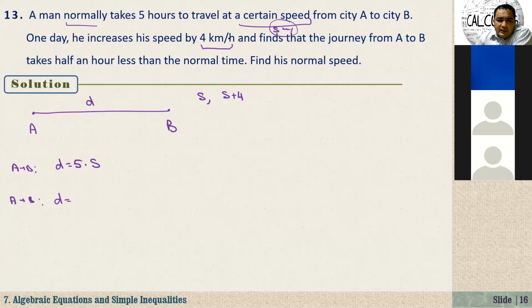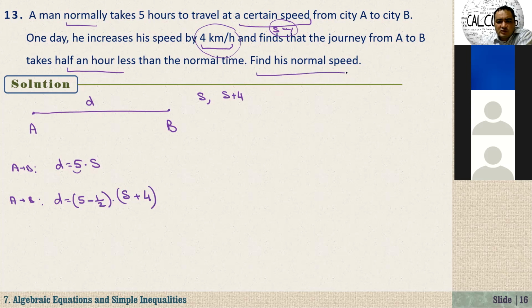So it says that he finds that the journey from A to B takes half an hour less than the normal time. What is his normal time? 5 hours. Now, due to the increase in his speed, right? Now it takes half an hour less. So 5 minus half an hour. When he travels at a speed of s plus 4, he increases his speed by 4 kilometers per hour. So here we have s plus 4, right? What is the question here? Find his normal speed. As I see here, right hand sides are equal. Here we have d, here we have d. Then also the right hand side should be equal to each other.